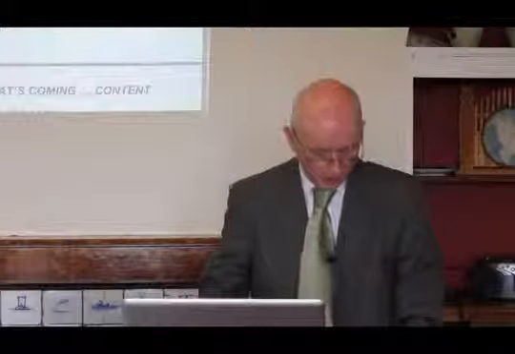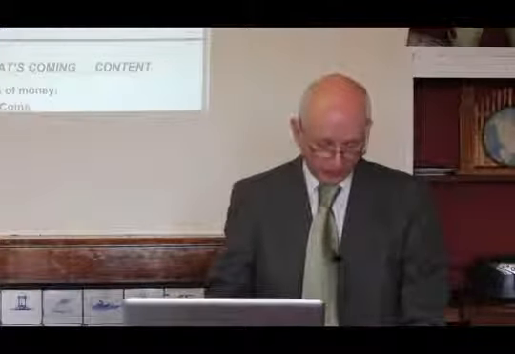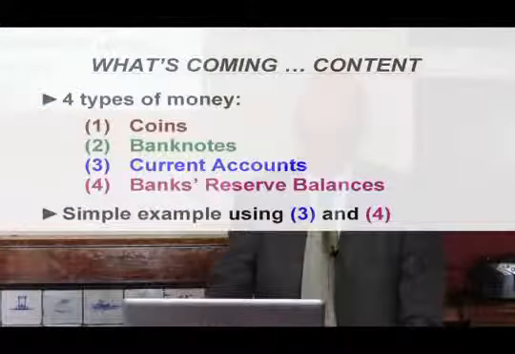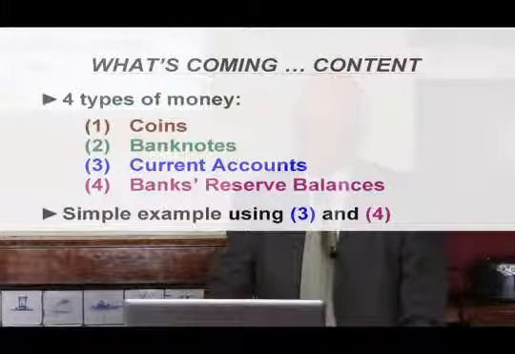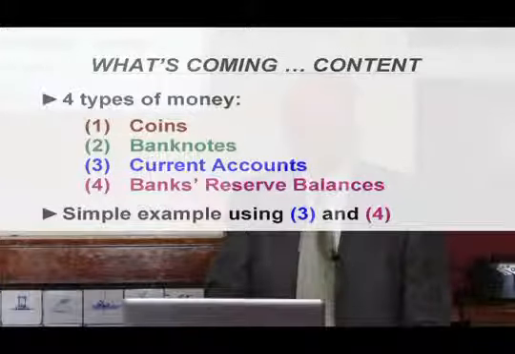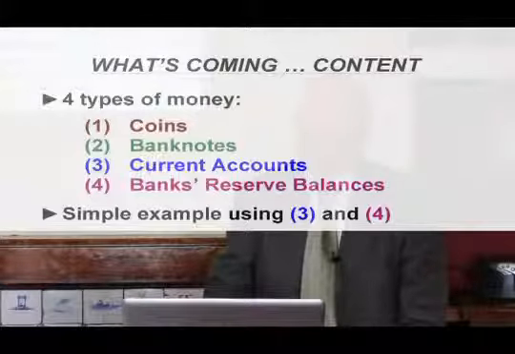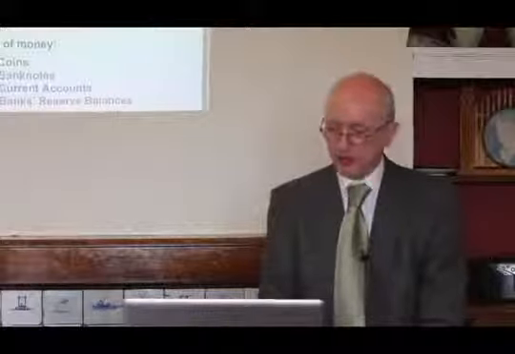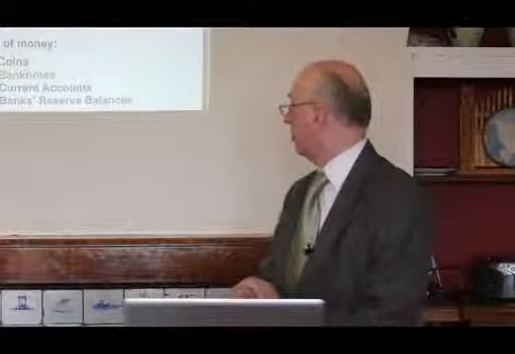So I'm going to be talking about the four main types of money that are used in this country. Firstly, coins, banknotes, current accounts, the money in current accounts, and also a fourth one which is much less familiar. We don't encounter it in our normal lives, the reserve balances that banks hold. And I'm using those four different colours, the brown, green, blue, and what I'm going to refer to as purple.